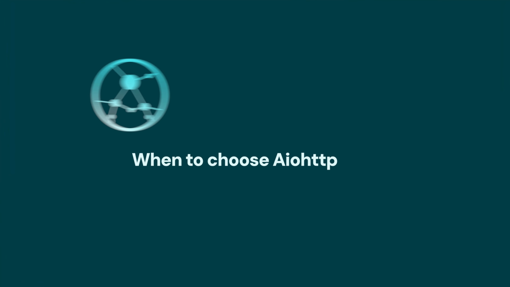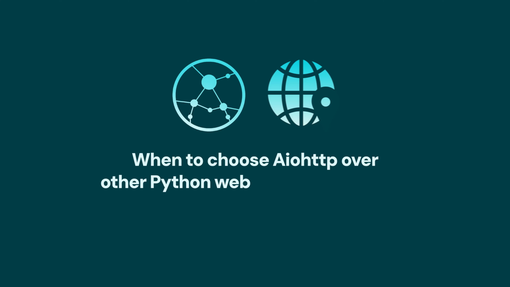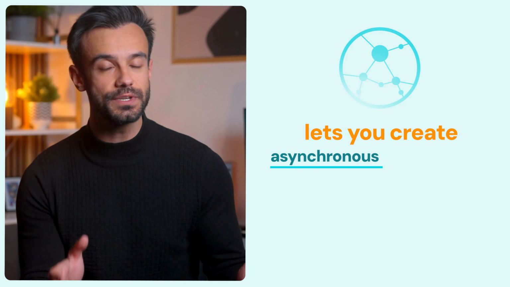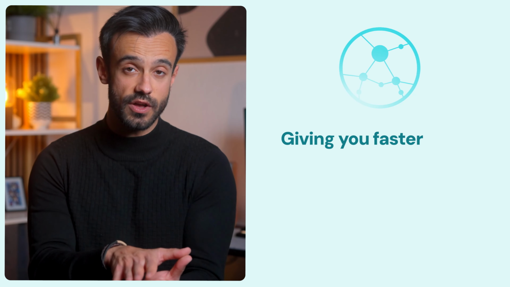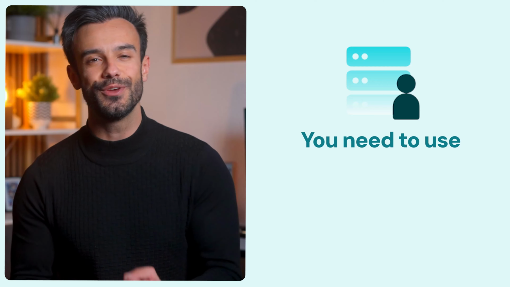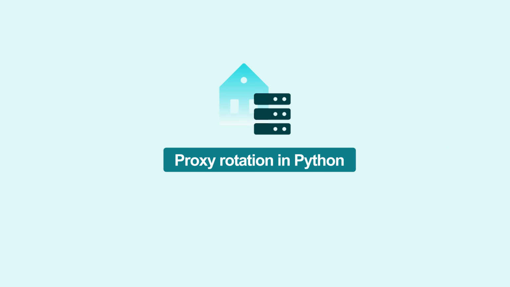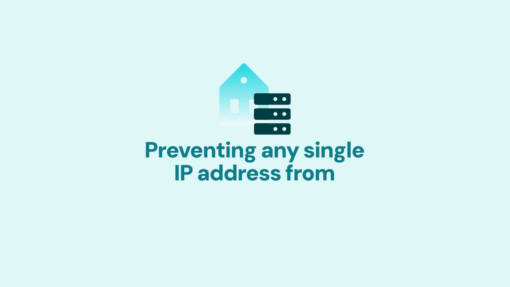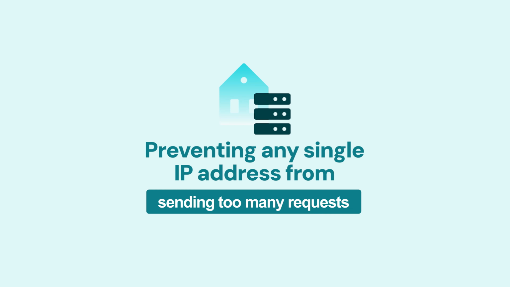When to choose aiohttp over other Python web scraping libraries? When you need to scrape data from multiple web pages at the same time. This Python library lets you create asynchronous HTTP requests, giving you faster results with less waiting around. But web scraping with aiohttp can still get you blocked. If you want to avoid IP blocking and rate limits, you need to use rotating residential proxies. These servers offer proxy rotation in Python, preventing any single IP address from sending too many requests and getting flagged.